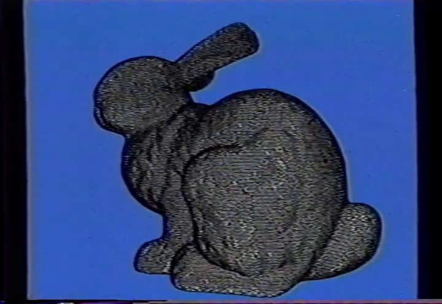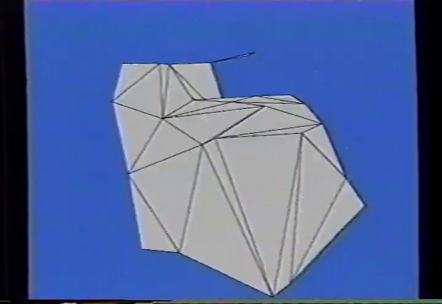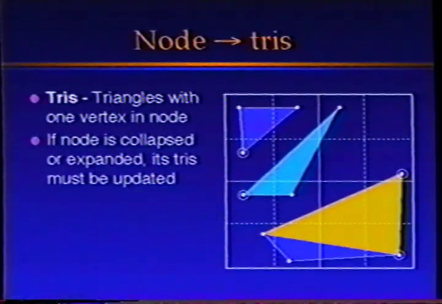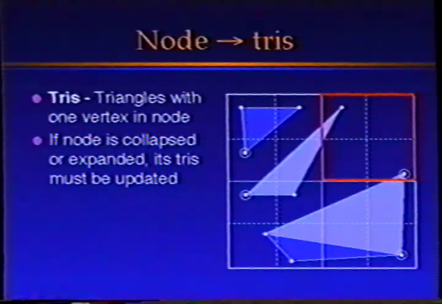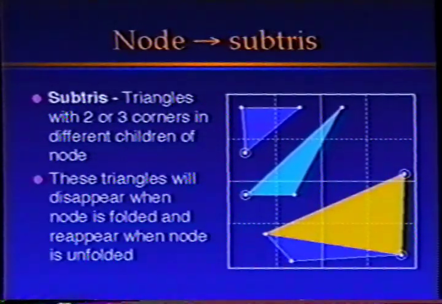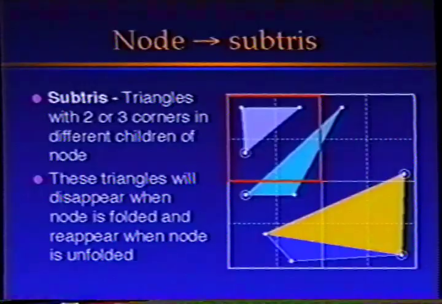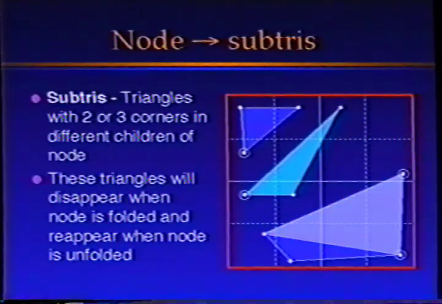Here are a series of vertex collapse operations applied to a complete model at successive levels of the tree. Nodes in the vertex tree store the information necessary to efficiently collapse vertices. A node's tris are those triangles with exactly 1 vertex in the node. These triangles must be updated when a node is collapsed or expanded. A node's subtris are those triangles with 2 or 3 corners in different children of the node. These are the triangles which disappear when the node is collapsed and reappear when the node is expanded. Note that the large orange triangle is a subtri of the root node.